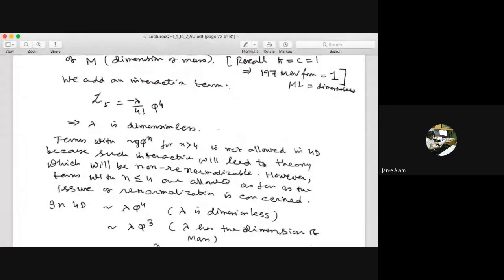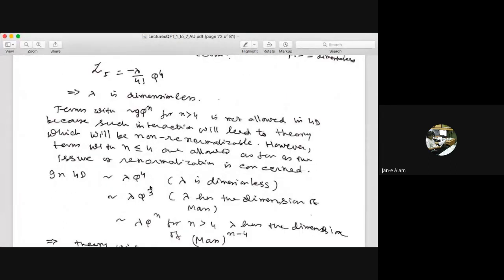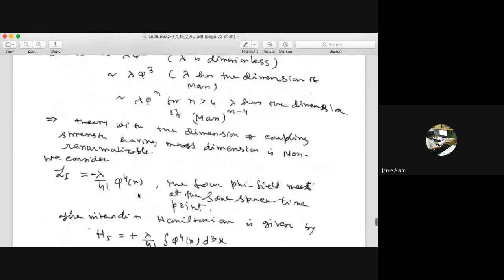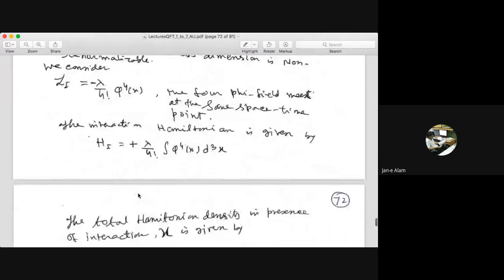Now in 4D, phi 4 is okay, phi cube is okay. If it is phi cube, then this has a dimension m cube. So lambda has a dimension m to make L dimension m to the 4. That is fine. But whenever lambda has negative mass dimension, that will create a problem. We'll see that in a moment.